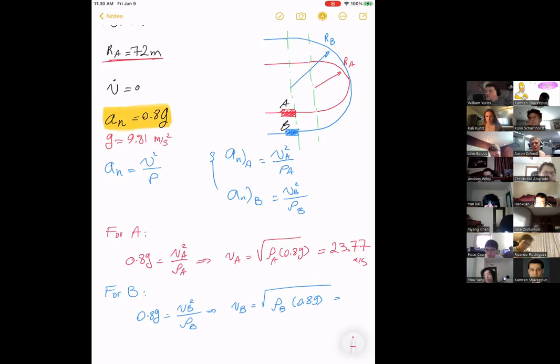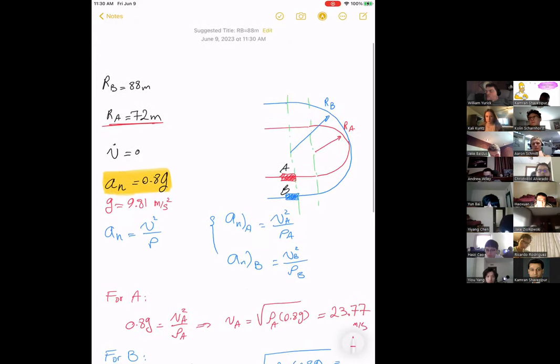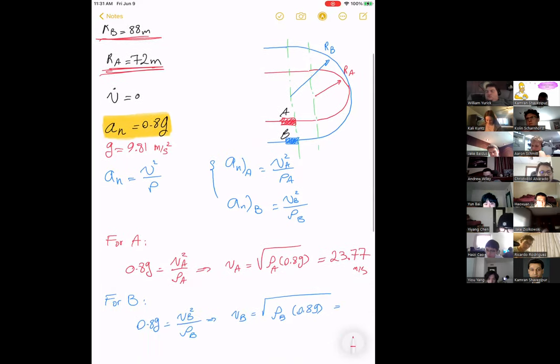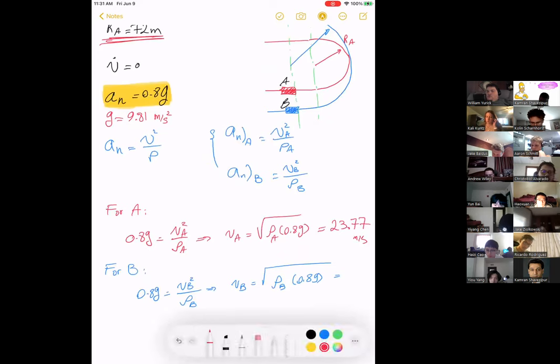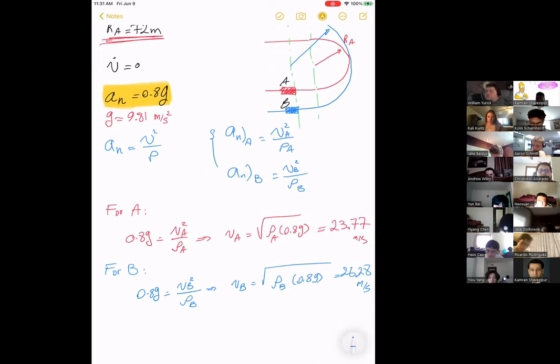So how'd you get rho? Rho is the radius of curvature, which is given. Okay. 88 for blue, 72 for red. That's a part of the equation. I mean, the information you have. I got 23.77 and 26.28. Is this correct? That's what I got. Yeah.